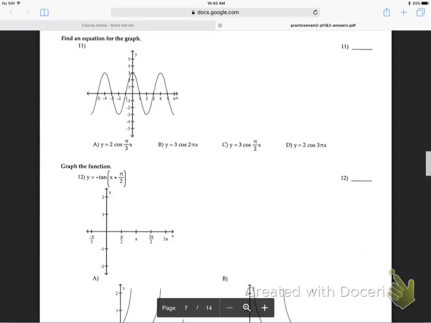So number 11. Okay, so which one is that? Well, first off, it looks like it comes up to 3 and down to minus 3. So it's not a 2 cosine. It's one of these guys, isn't it? So which one of those is it? How do we figure it out?